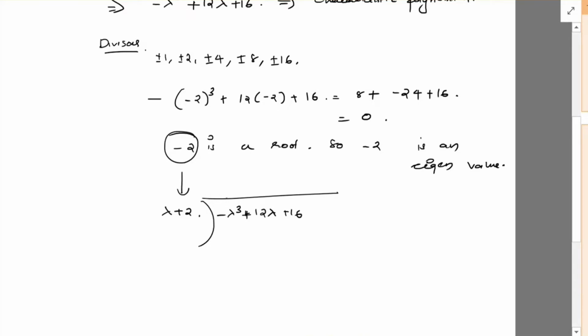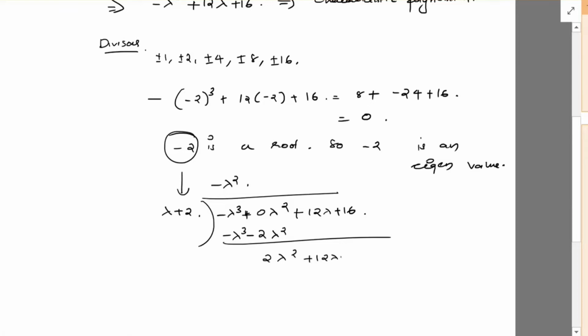You can see that this will be minus lambda square. Minus lambda square times lambda plus 2 gives minus lambda cube minus 2 lambda square. By subtracting, we will get 0 lambda square plus 2 lambda square, that is 2 lambda square plus 12 lambda plus 16.